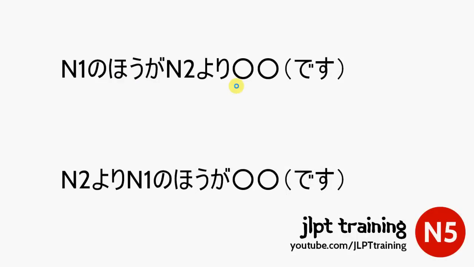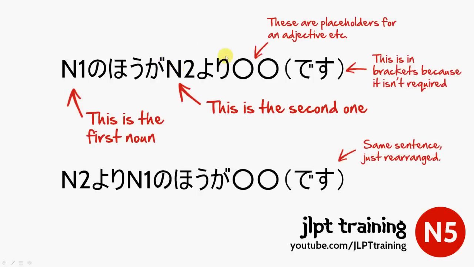Okay, so as you can see, I've actually got two sentences up here. N1 no hou ga N2 yori maru maru desu, and N2 yori N1 no hou ga maru maru desu. Now, there isn't much difference between these two. You can see we've got N1 no hou ga, which is one clause, and N2 yori is another. So you can switch these round, they're interchangeable, and that's what we've got with two different sentences here.